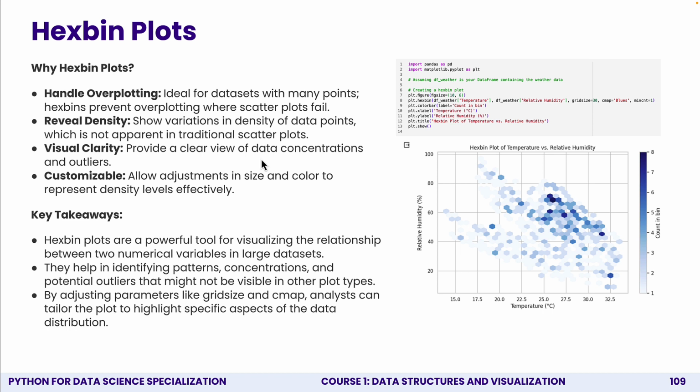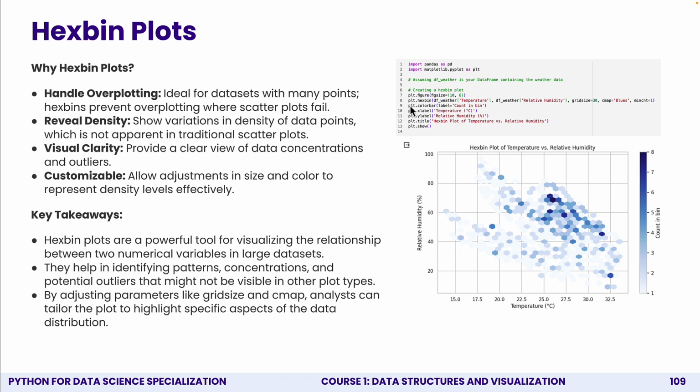So it's like a scatter plot, but it handles the overplotting of points. You can visually reveal the density of the points at a certain location. It shows the variation in density of data points, which is not apparent in traditional scatter plots. So that's an alternative to scatter plots. It has better visual clarity, and it's also customizable, allowing adjustment in size and color to represent the density level effectively. Of course, this is how you can do it.